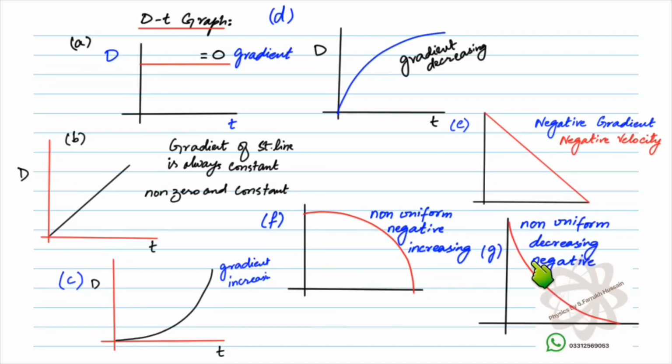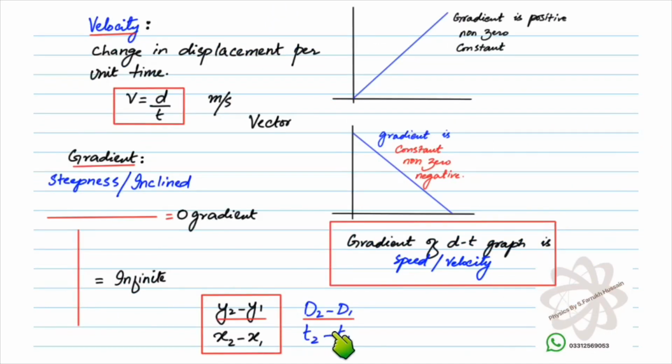Okay. Now, if I apply the formula y2 minus y1 upon x2 minus x1 on this graph, I can apply the formula as d2 minus d1, because on the y-axis it's not y, it's d. So d2 minus d1 divided by t2 minus t1 will be the gradient of this graph, and d2 minus d1 divided by t2 minus t1 is actually distance upon time or displacement upon time. So the gradient obtained from a dt graph is actually speed or velocity.